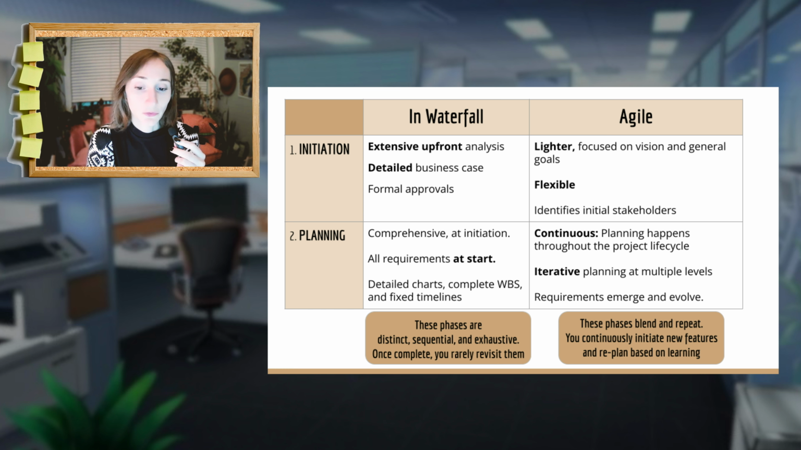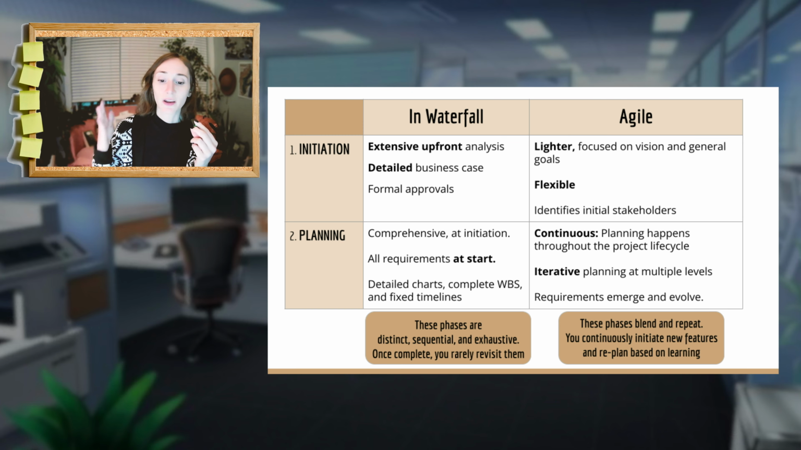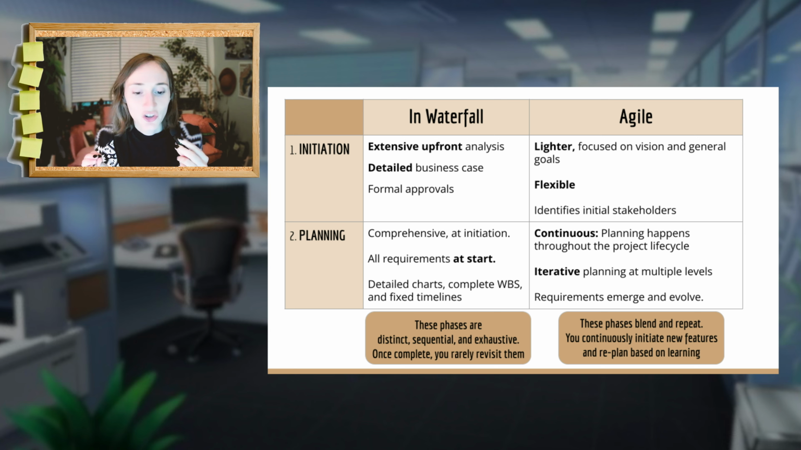In Agile, these two phases blend and repeat themselves over the course of the project. There's a focus on the greater vision rather than deep detail, with high level planning happening in the initiation phase and then being adjusted or readjusted with each sprint. Agile expects change, and so it embeds flexibility in the planning process. Essentially, Waterfall front loads all initiation and planning work, assuming you can predict the future, and Agile distributes it throughout the project, acknowledging uncertainty and challenges that will arise.